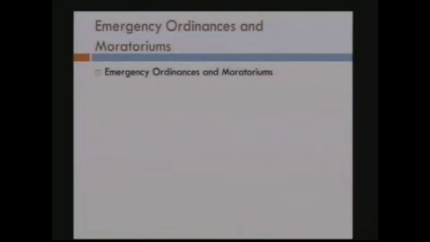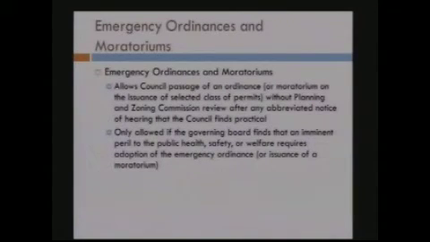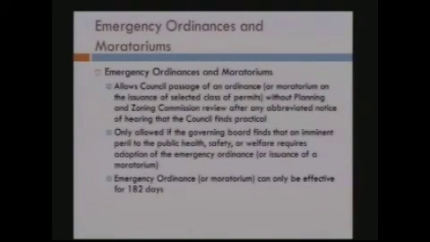As I mentioned before, the Council on September 4th passed the emergency ordinance that adopted the interim standards. Emergency ordinances allow the Council to pass ordinances without Planning and Zoning Commission review and with an abbreviated hearing notice that the City Council finds practical. It is allowed only if the governing board finds that there's an imminent peril to the public health, safety, or welfare that requires the adoption of the emergency ordinance, and it can only be in effect for 182 days. With the passage of the ordinance and the publication date, I think that results in the current emergency ordinance being in effect until March 9th.